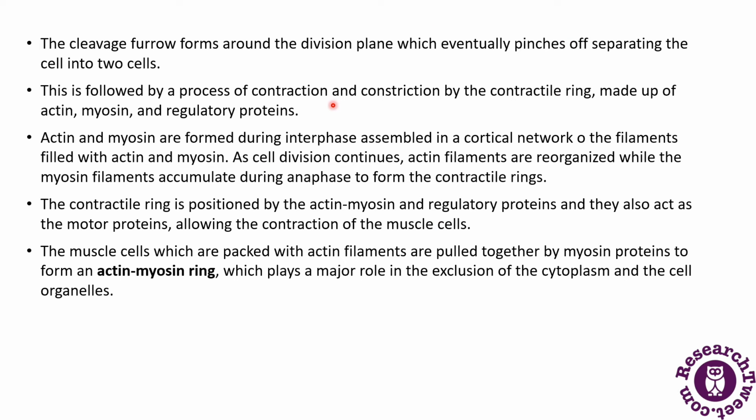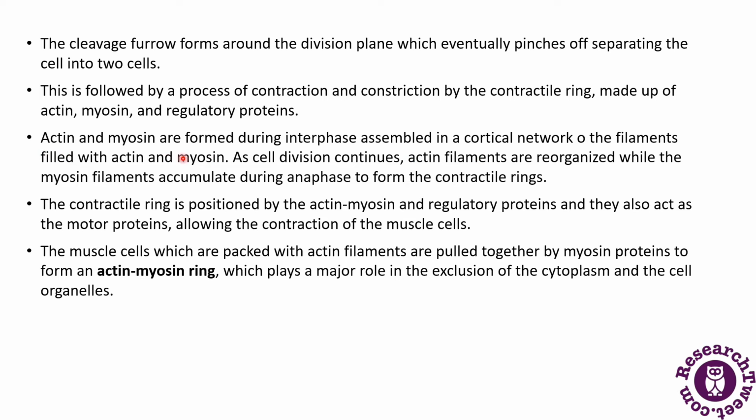After this, once the contractile ring has formed, the cleavage furrow forms around the division plane and pinches the separating cell into two cells. This is followed by the contraction and constriction of the contractile ring, which is made up of actin, myosin, and regulatory proteins.